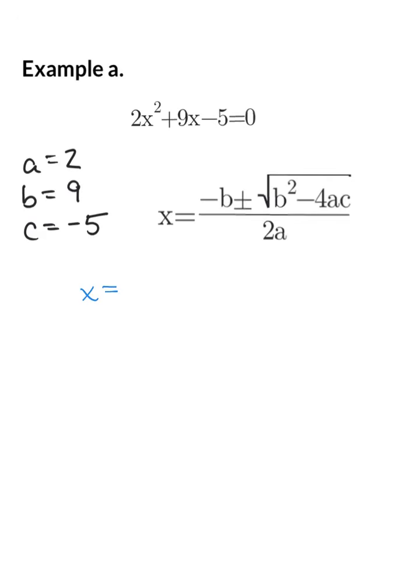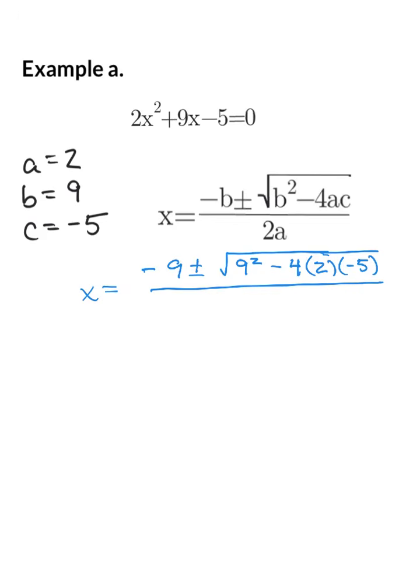We have x equals negative 9 (b is 9), plus or minus the square root of 9 squared, minus 4 times a, which is 2, and c, which is negative 5, all over 2 times 2. From here, we want to simplify inside the square root using order of operations.